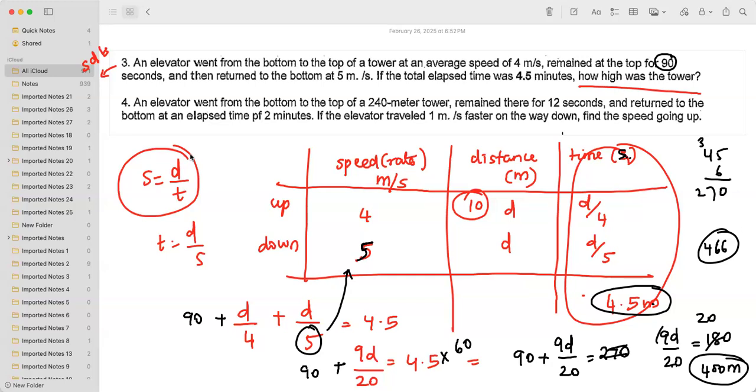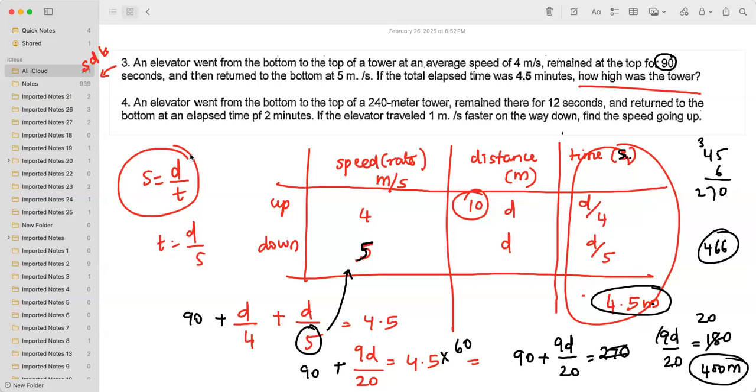Can I move on? So you have to solve in seconds, right? You have to solve in seconds when time is required, but they've asked for the tower height, so it can be in meters, right? 400 meters. Oh, I think I understand this now. Yeah, see, your table always really helps with the main formula.